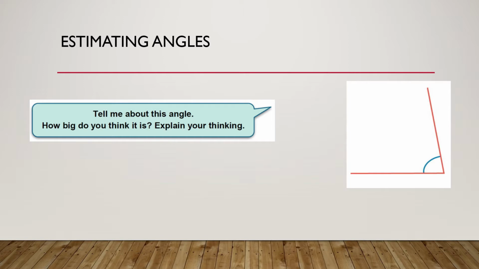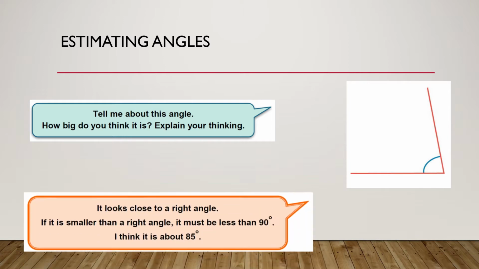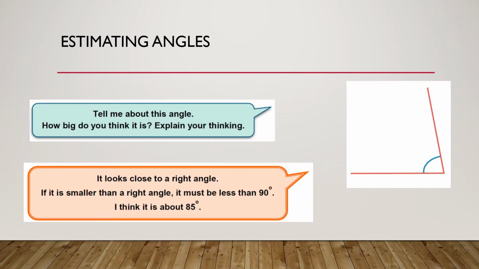So first of all, look at this one and tell me what you think about it. How big do you think it is? What do you reckon? Have a little think about that. Now, looking at this, I can see that it looks smaller than a right angle, but quite close to a right angle. So I'd say definitely an acute angle. If it's an acute angle, it must be less than 90 degrees. So I think about 85 degrees, maybe a bit more.